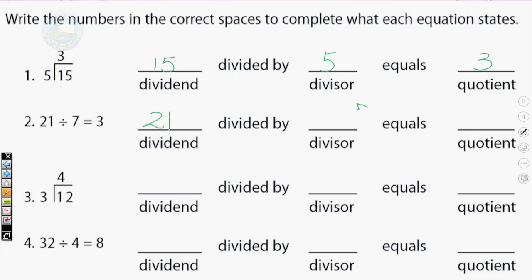What is a number that 21 is being divided by? 7. So 7 here will be your divisor. And your quotient will be your answer. 21 divided by 7 equals 3. So 3 here is your quotient.